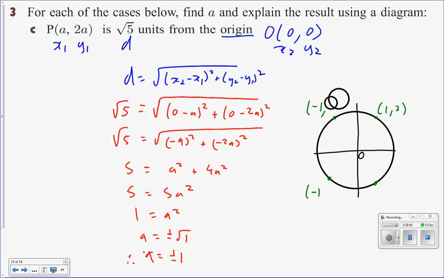Hey, that's not what I wanted. Let's just get rid of those circles. I apologise. Delete. So that's going to be 2. That's going to be negative 2. And that's going to be 1, negative 2. So that's all my 4 points. Substituting this plus or minus 1 into A2.